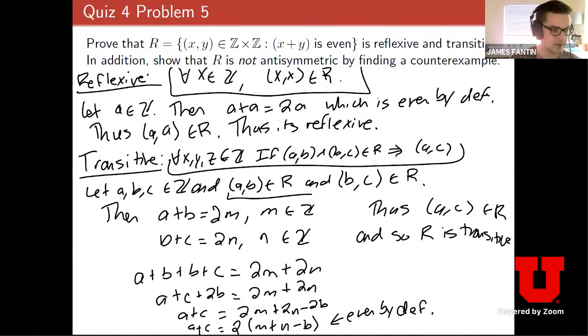Any questions about these two parts, proving if it's reflexive or transitive? Awesome. And then we have one last part. We need to show that this is not antisymmetric by finding a counterexample. So lots of counterexamples.